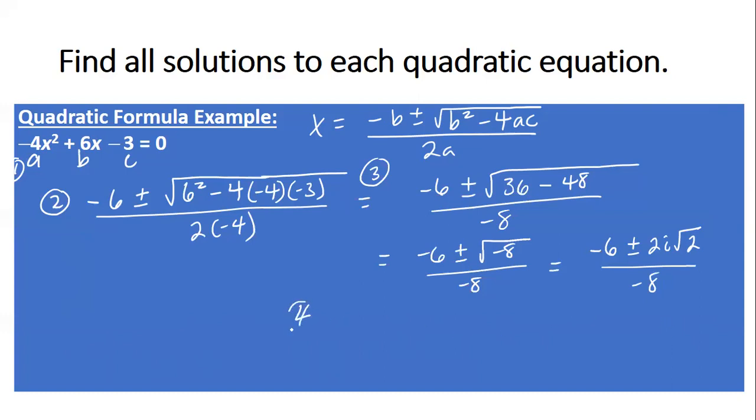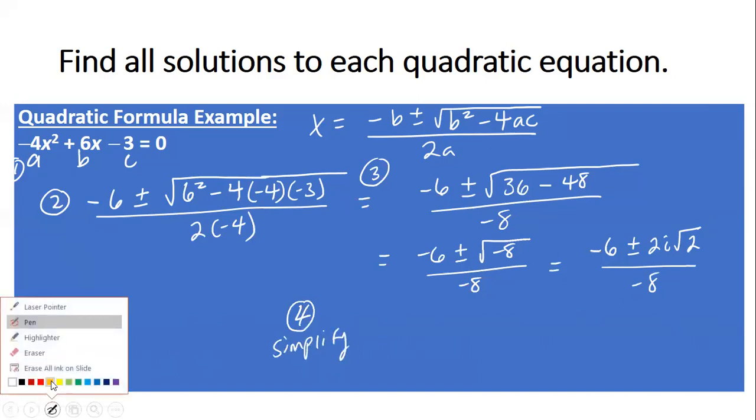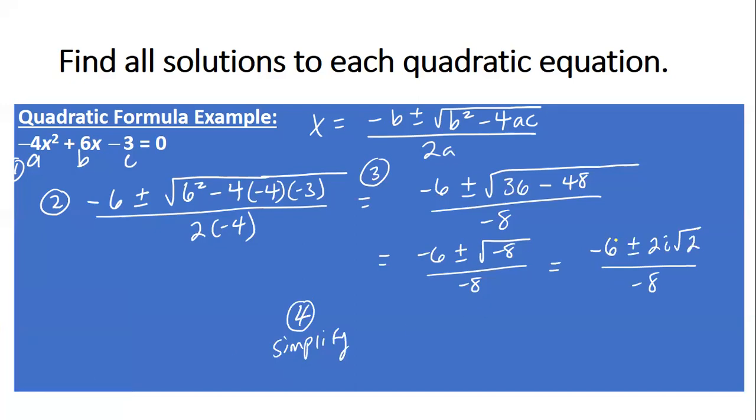Step 4 is to simplify. If there's a GCF between all of my outside coefficients, then I use it. What is the GCF between my coefficients? 2. So my answer is x equals -3 plus or minus i square root of 2, over -4.